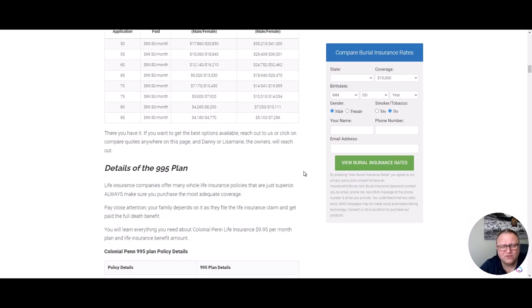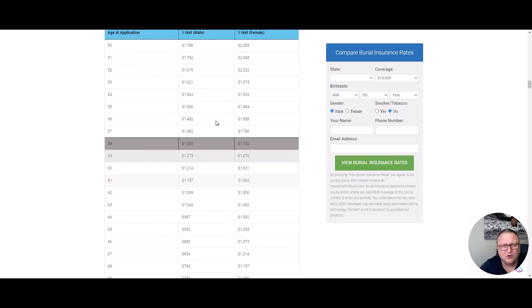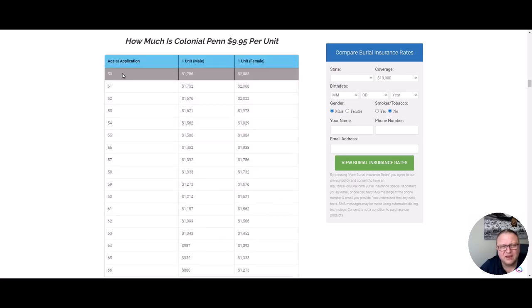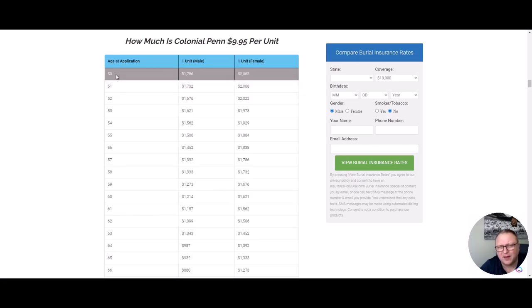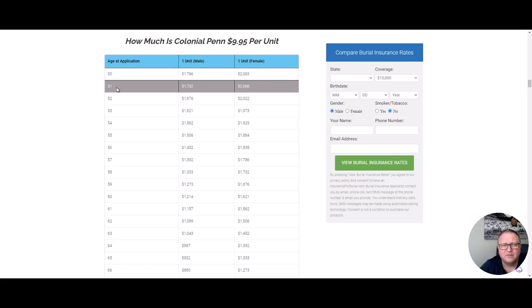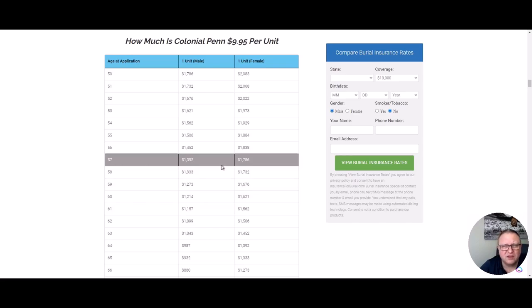So let's just focus on the units now. Again, the coverage per unit every single year will go down. In other words, for age 50, if you buy the policy, you're only getting $1,786 per 995 unit. Compared to age 60, that same unit is only $1,214 for a male. There's something that's really important.